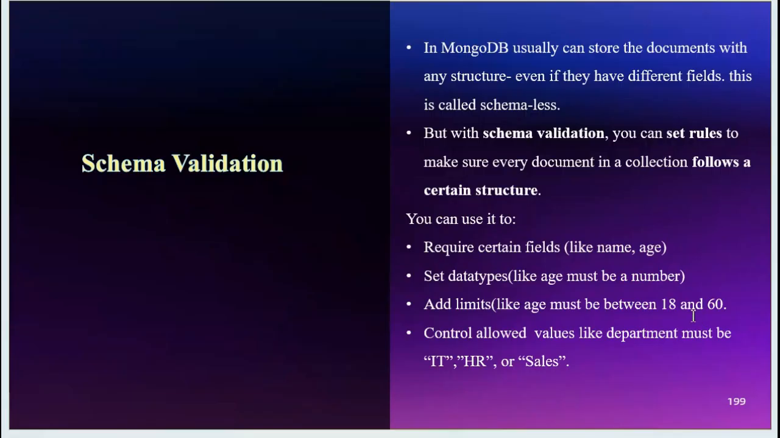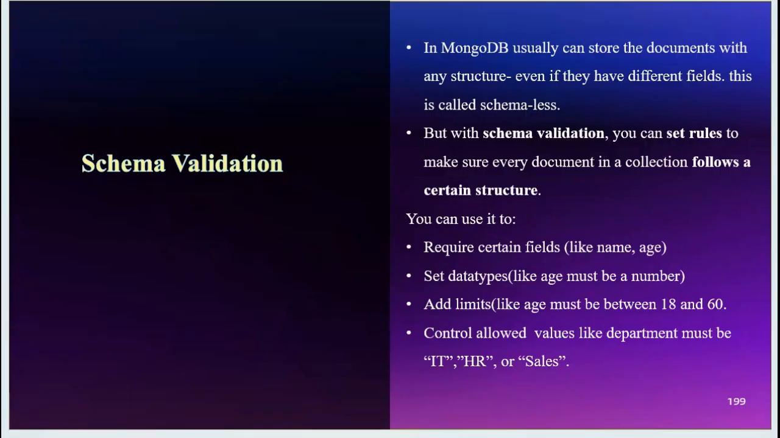So when we are entering a number between 18 and 60, suppose you enter 19, it will be allowed. Otherwise MongoDB will reject it. It also controls allowed values, like department must be IT, HR and sales.